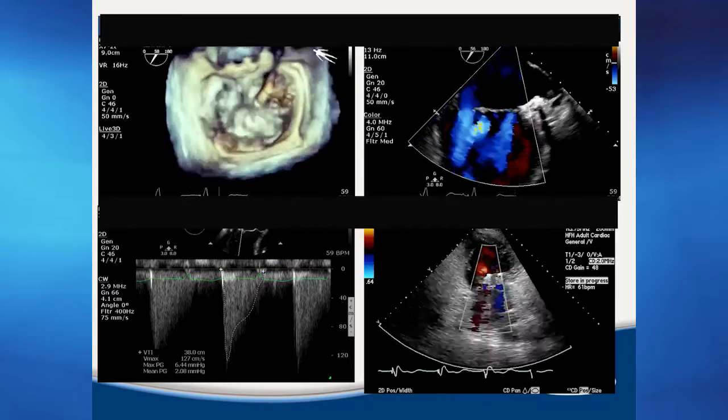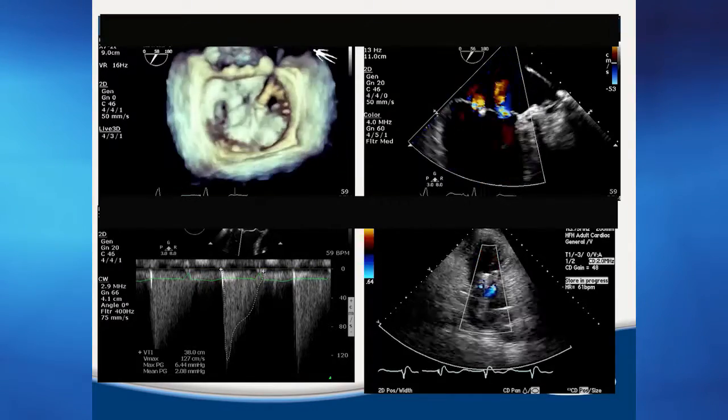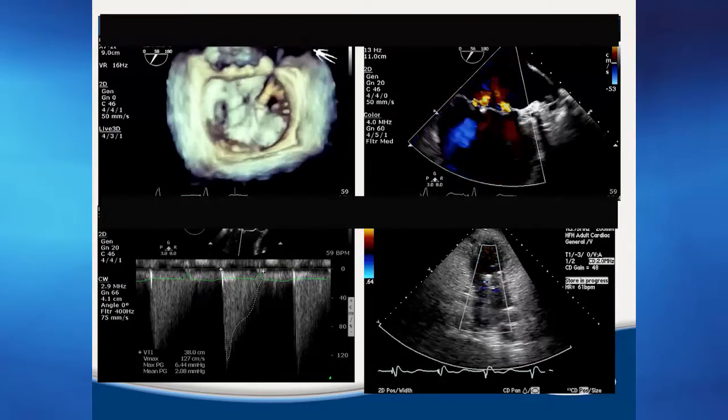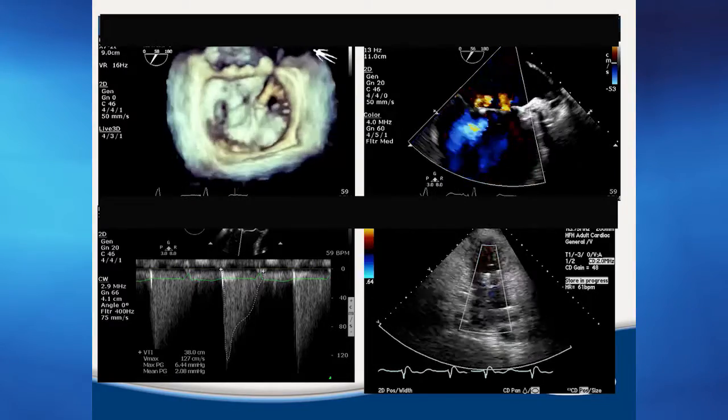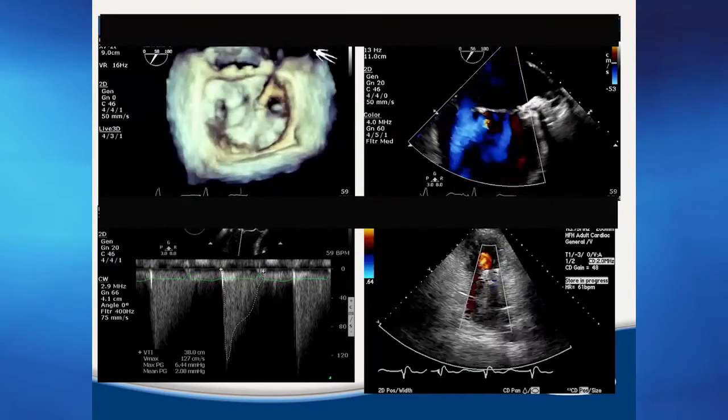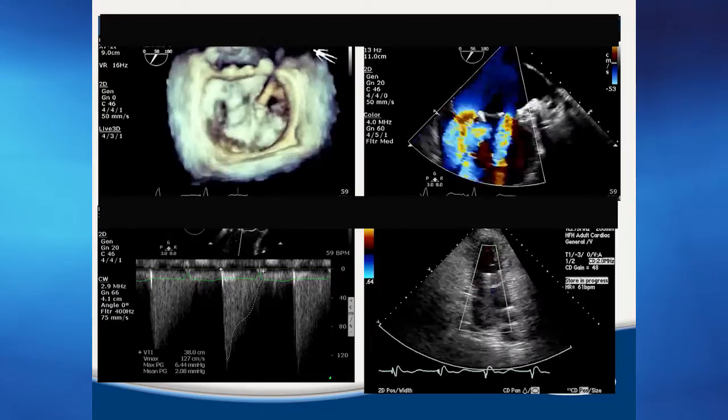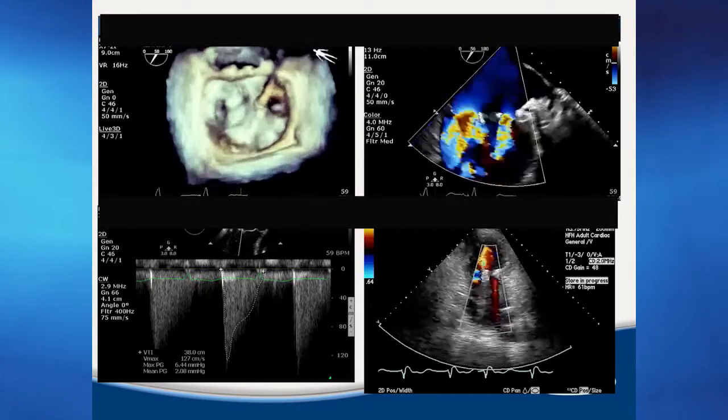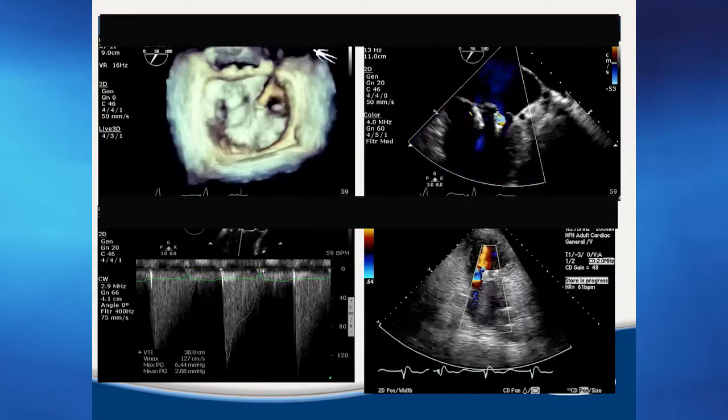So here, this is Dr. Wong, she's helping us with the 3D echo. This is the anterior leaflet and the posterior leaflet. And it gives us a better understanding of our spatial orientation and the relationship between where we were and where we are. It helps confirm that we're doing the right thing.